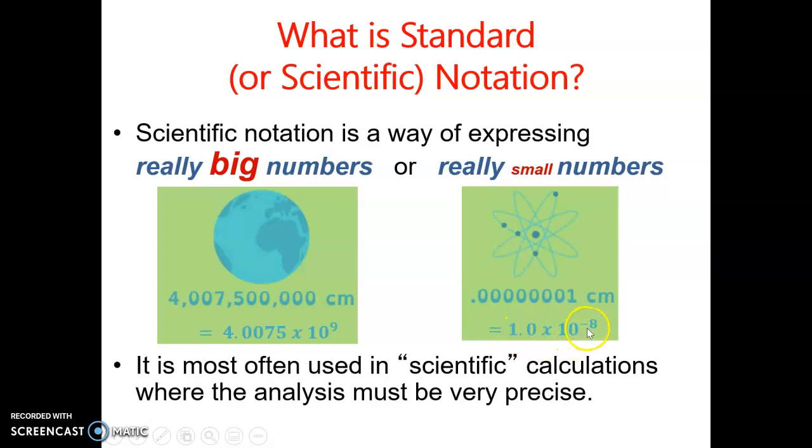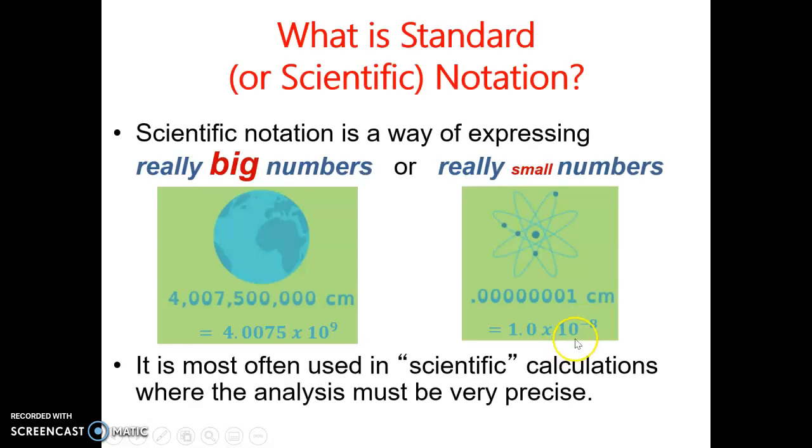And now we see, instead of a positive exponent, we see a negative, because a negative exponent tells us we are dividing by 10 to some power rather than multiplying. When you divide by 10 to some power, you're going to make your number get smaller, smaller, smaller. Okay, so it is most often used in scientific calculations where analysis must be very precise.